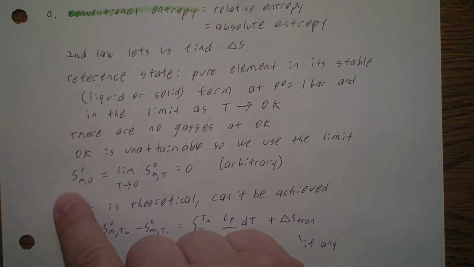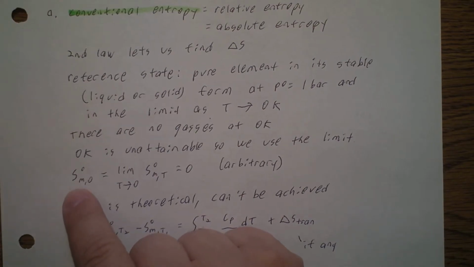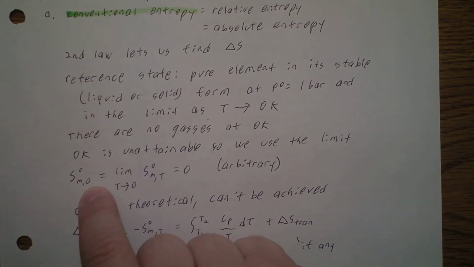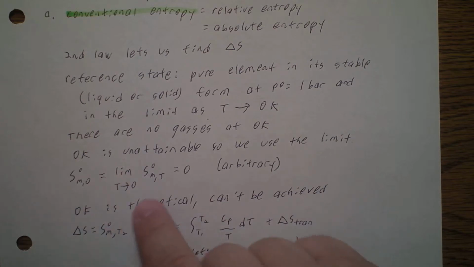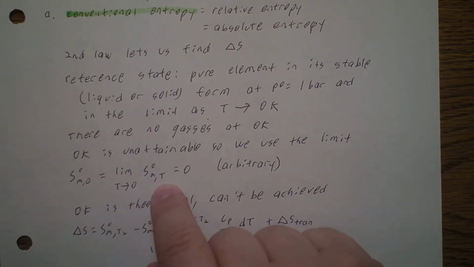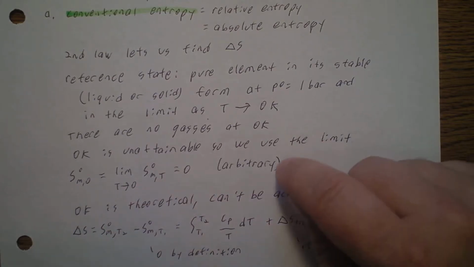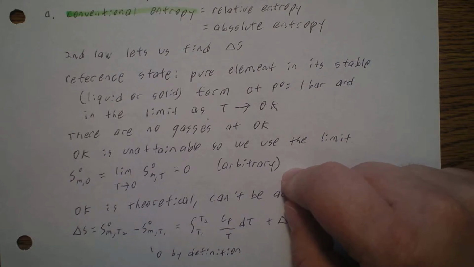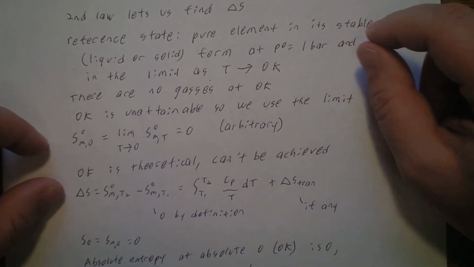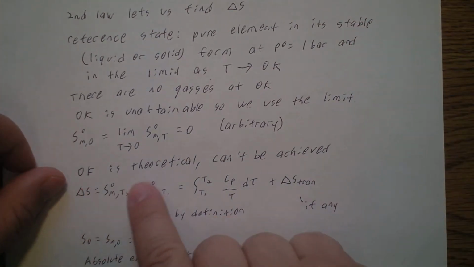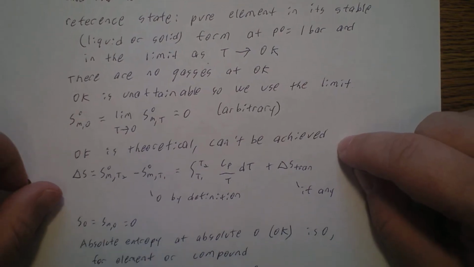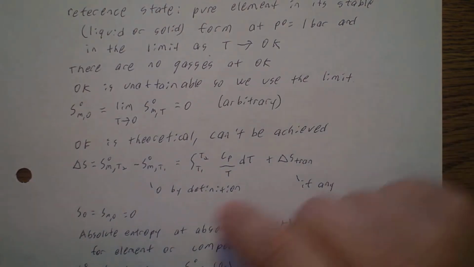So this gives us the molar entropy in the standard state at 0 Kelvin is the limit as temperature approaches 0 of the molar entropy at whatever temperature in the standard state, and that's equal to 0. And this was set arbitrarily. So remember, like I said, 0 Kelvin is theoretical. It can't actually be achieved, although quite a few people have tried.